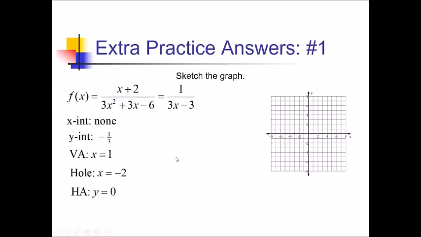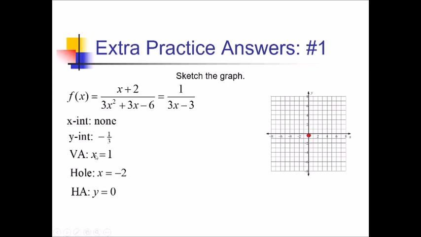For this problem, they want us to sketch this rational function, and they've given us most of the essential stuff here. So we're going to go ahead and use this now to put this all on a graph. Starting with the points, there's no x-intercept, so we don't have to worry about that. There's a y-intercept of -1/3, so that's going to be down about here.